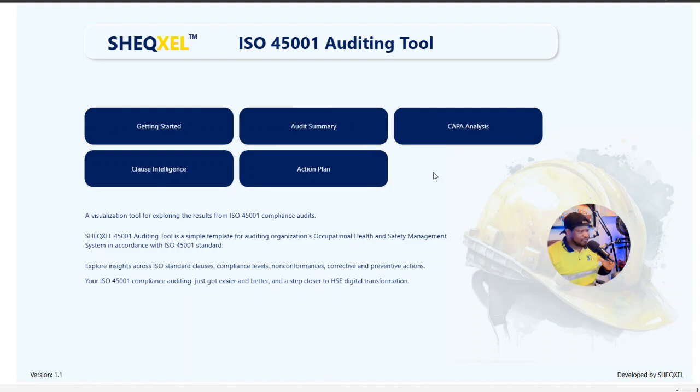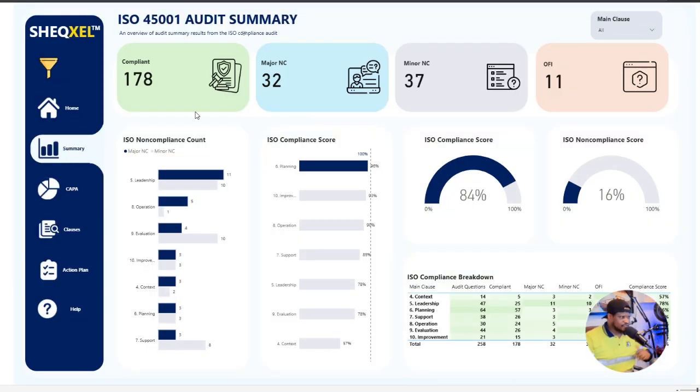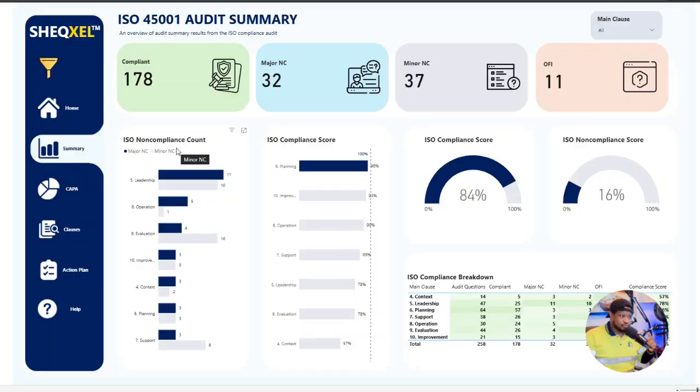So this ISO 45001 Power BI template comprises some exciting features. First and foremost, you're looking at the audit summary report. This audit summary report comprises all the responses you get from your audit. And so we have the compliance, the major NC, the minor NC, the OFI, and then we have the major and minor NC over here. So that's more like the ISO non-compliant count.